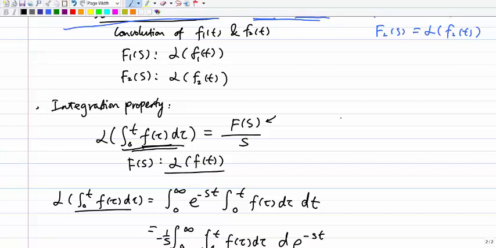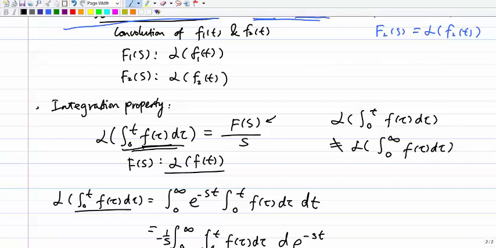This is different. The integration from 0 to t of f(tau) d tau is not equal to the Laplace transform of the integration from 0 to infinity, or whatever value, of f(tau) d tau. The reason is this guy is a function of t, because for different t you get a different value, right? This one is basically a constant, assuming that the integration exists, of course.